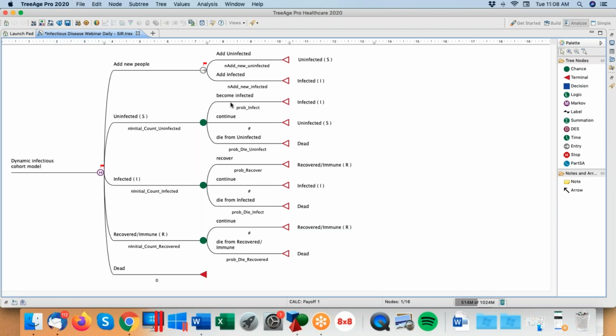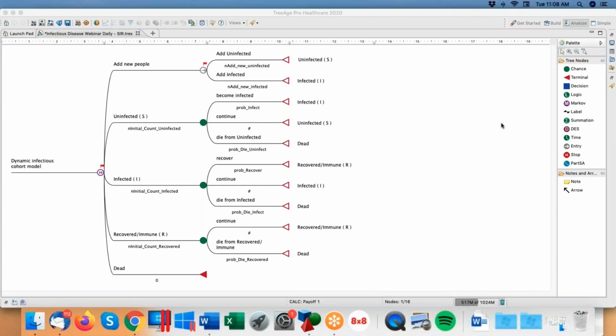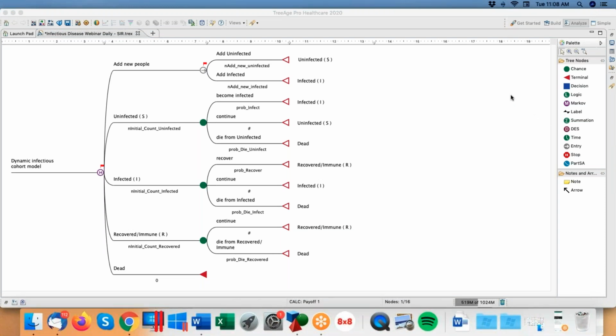Okay, so without further ado, let's get into some of the details. And let me just see if there's any questions in the chat before I continue. Okay, no questions so far, so we'll go ahead and continue.